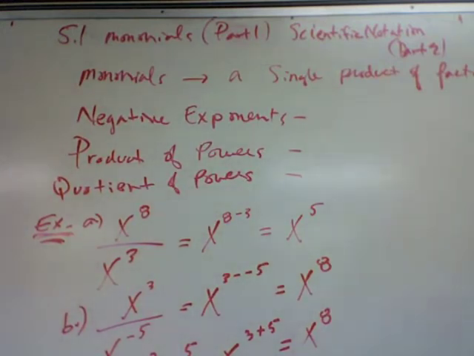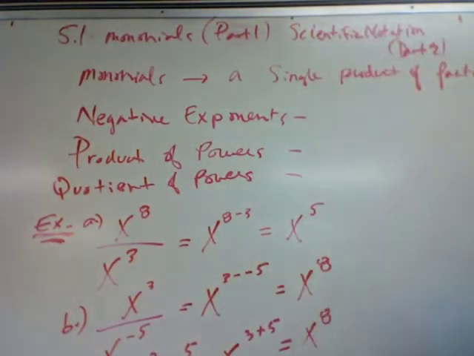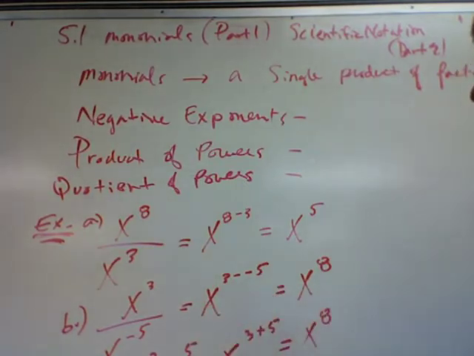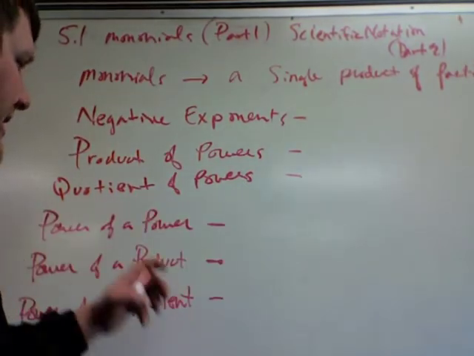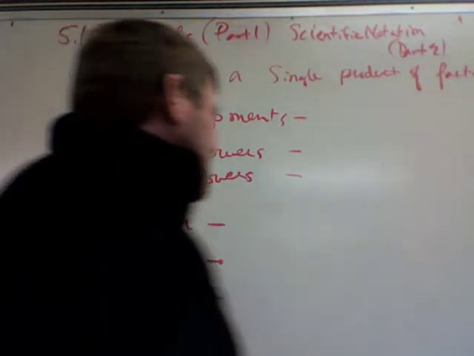So there are a couple of different ways you could have gone about getting that answer for a quotient of powers. The next thing, we can go over 3 more things: the power of a power, the power of a product, and the power of a quotient. I'll just give you a quick example of each of these.